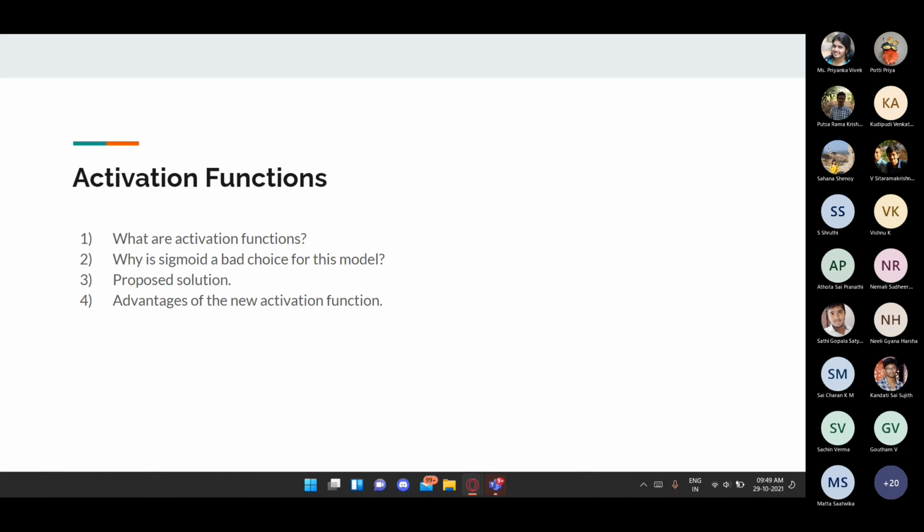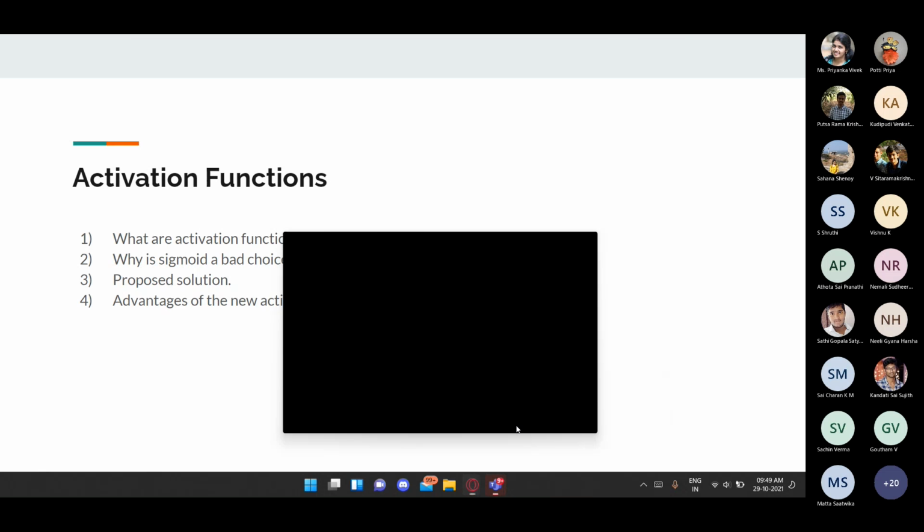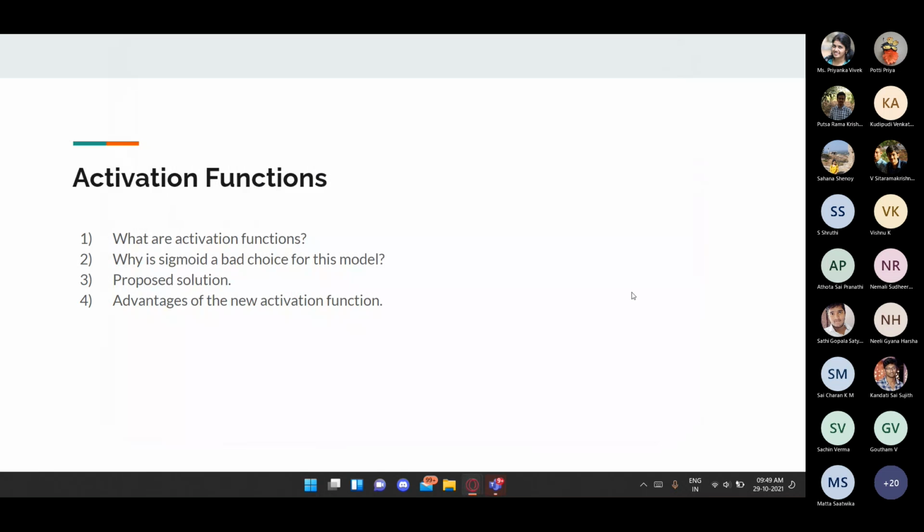So the last major topic that I feel we should cover would be the activation functions. How many activation functions do you all remember, on a very general basis?